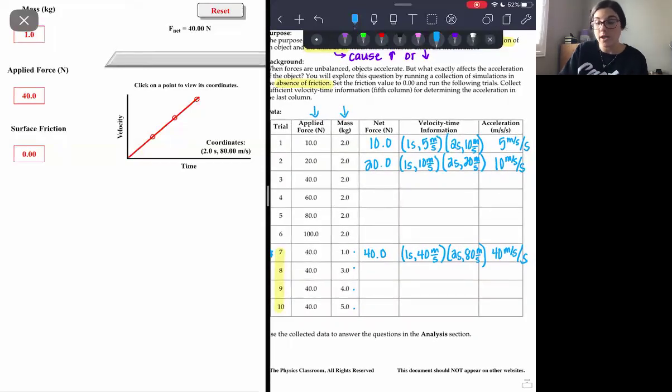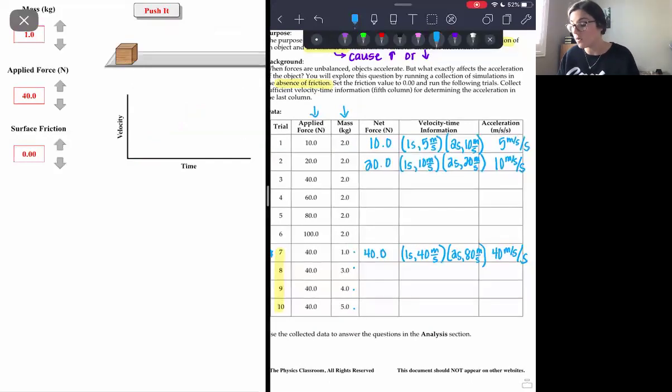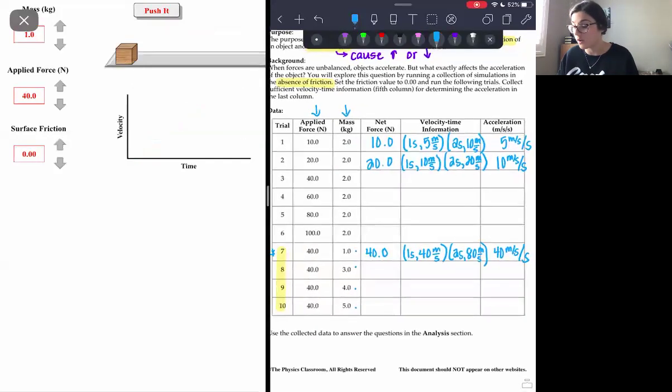So I'm going to do trial 8 and see if the same pattern kind of holds, because it looked like for trial 1 and trial 2, I saw an increase in acceleration. Let's see if when I do trial 8, I also see an increase in acceleration. So I'm going to change my mass of the block from 1 kilogram to 3 kilograms, because that's what trial 8 calls for. But my applied force is staying at 40. So I'm going to push the block and see what happens.